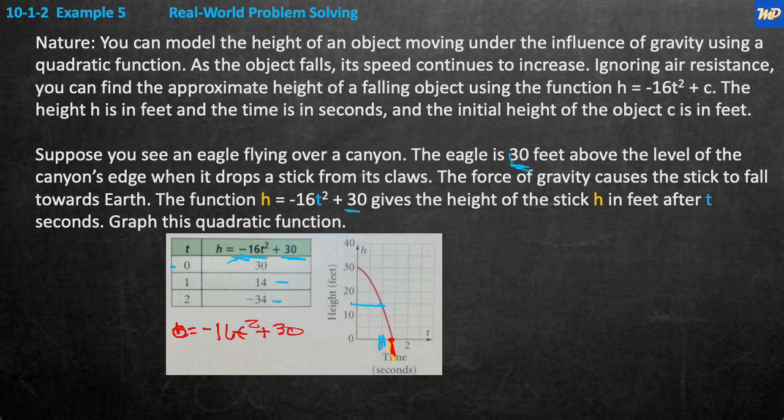Well, we're going to try to solve for t. So what you're going to do is subtract 30 from both sides, and then divide by negative 16, and you're going to have that equal to t squared. And then you're going to take the square root of both sides. I don't have my calculator out, but that's how you solve. You take the square root of both sides, and you'll know exactly the time that the stick will hit the ground. Okay, hopefully that was interesting and fun.